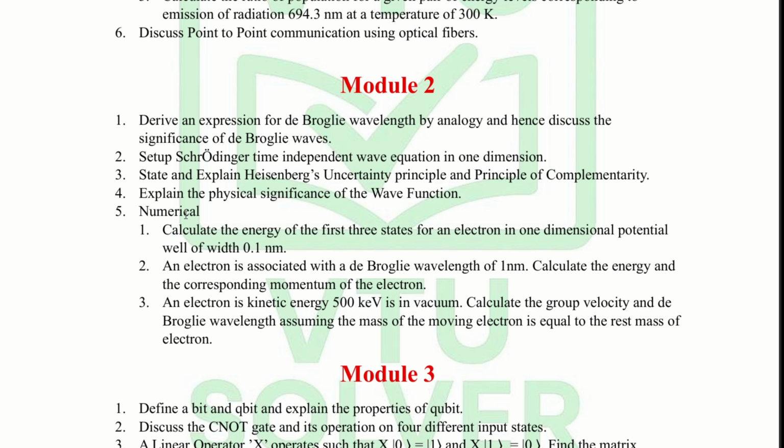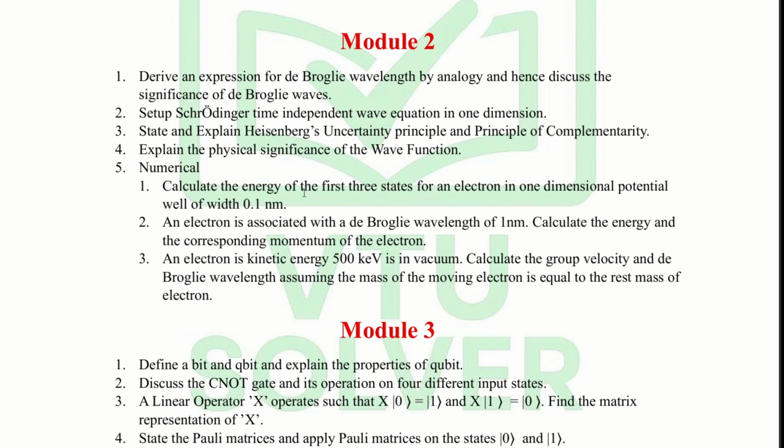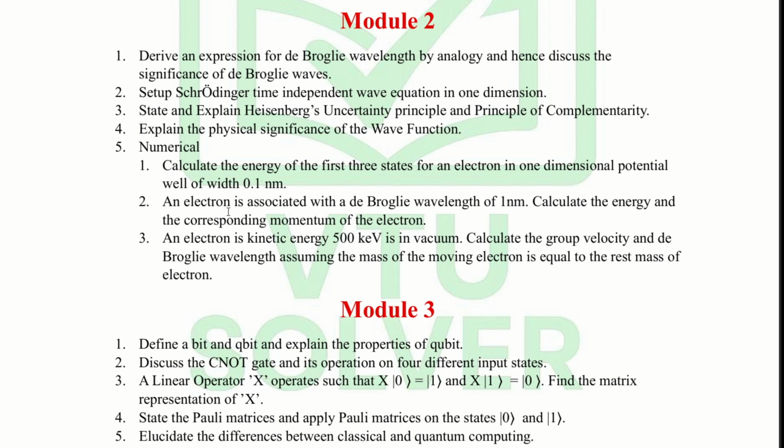And the fifth question numericals. The first numerical is calculate the energy of the first three states for an electron in one dimensional potential well of width 0.1 nanometer. Second question is an electron is associated with a de Broglie wavelength of 1 nm. Calculate the energy and the corresponding momentum of the electron.